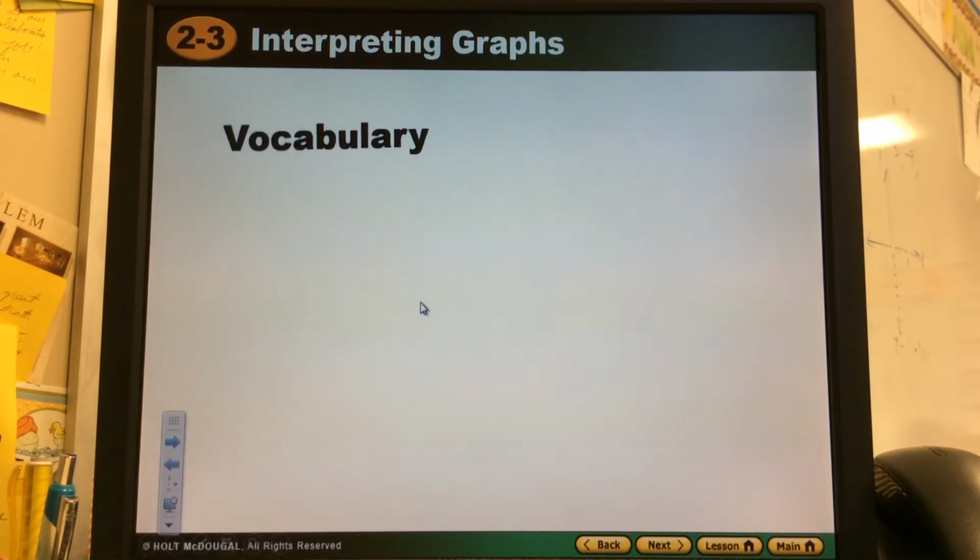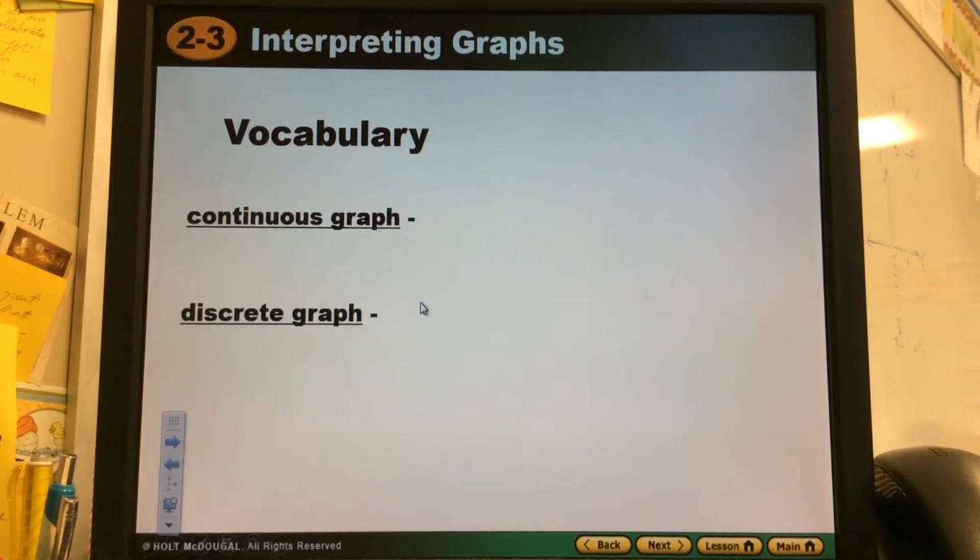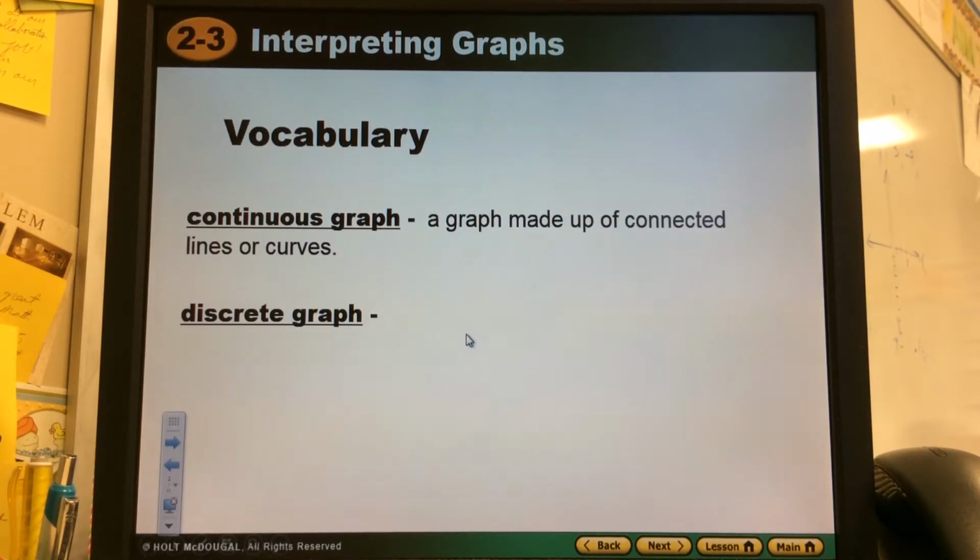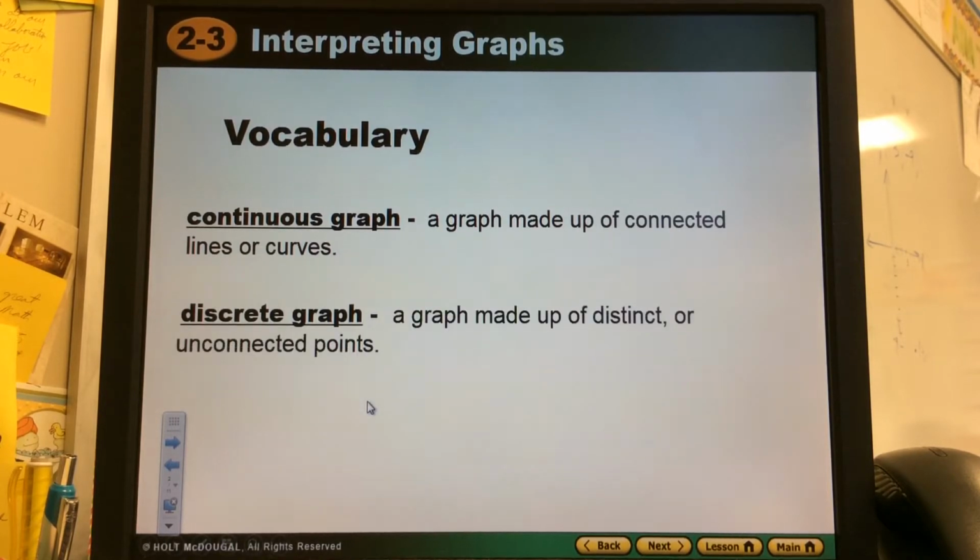So our vocabulary: we have continuous graphs and discrete graphs, and you need to write the definitions of these. A continuous graph is a graph made up of connected lines or curves. And you'll see, I'll show you some, actually the very first one, I'll show you how that's a continuous graph in just a minute, how the lines and curves are connected. A discrete graph is a graph made up of distinct or unconnected points.